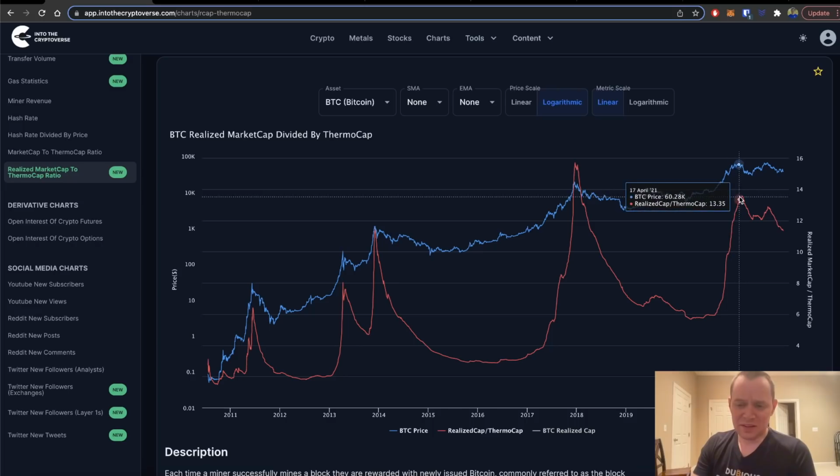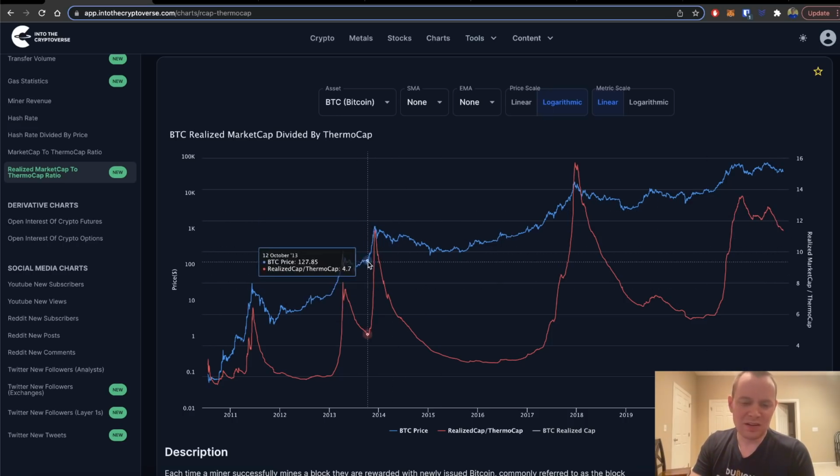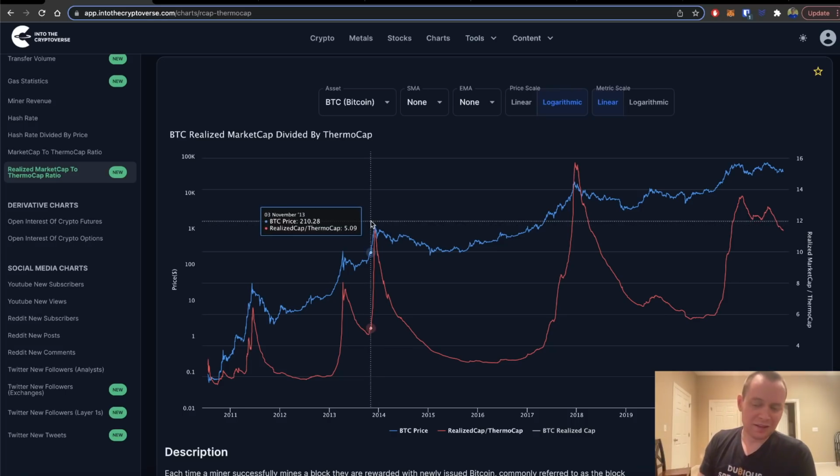And then during this cycle, at the local top in April and May, which again I would argue is a more significant level than what we saw back in November, even though November did put in technically a new all-time high, we went to 13.57. Additionally, it's interesting because even this metric shows that the November bounce that took us to a new all-time high, the realized market cap divided by ThermoCap actually put in a lower high, unlike what 2013 did when it actually put in a higher high. So it's something to consider.